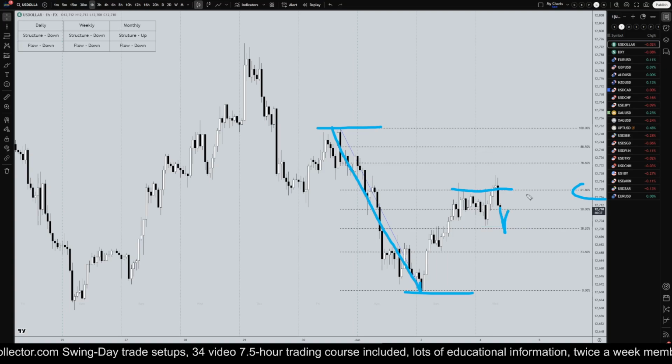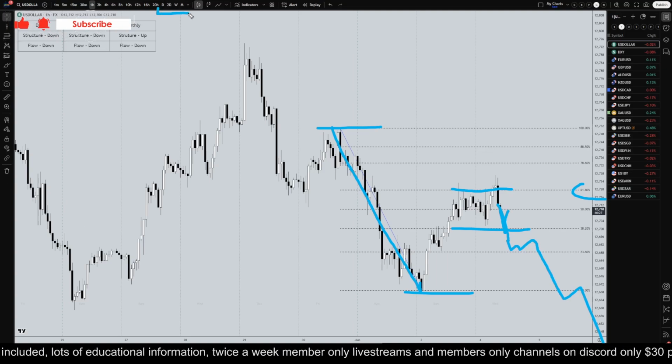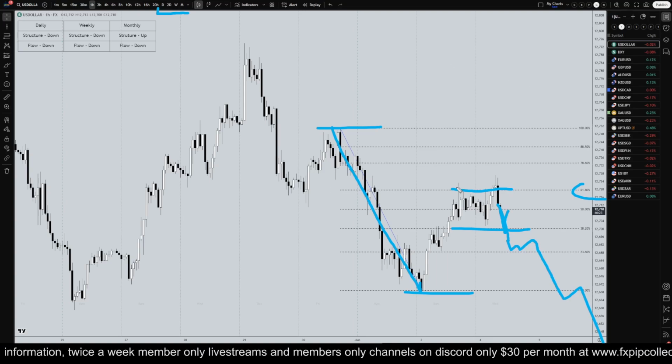If we get a nice push down, a nice push and hold below structure, like a momentum move, then that definitely would get me back to looking for shorts, which I'm looking for shorts anyways, because the higher time frames, the daily time frame and up, are definitely still in a downtrend. So until proven otherwise, I am looking for shorts on the US dollar index via the US dollar pairs themselves.